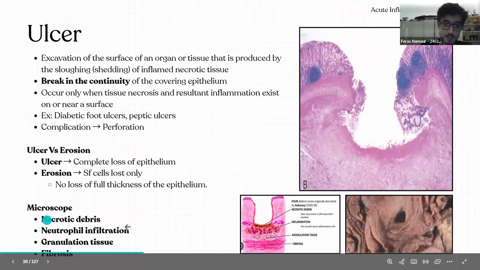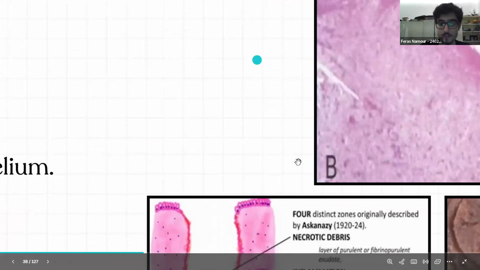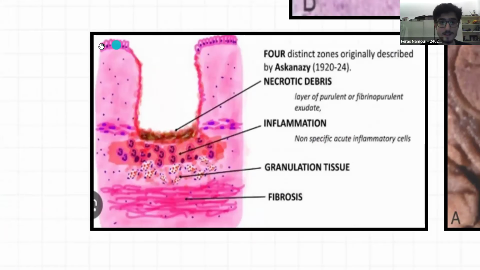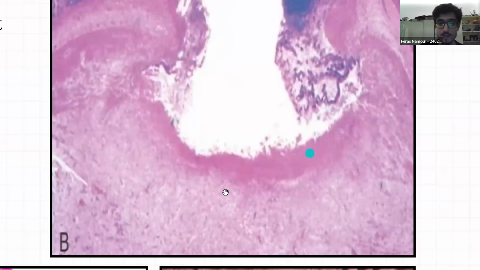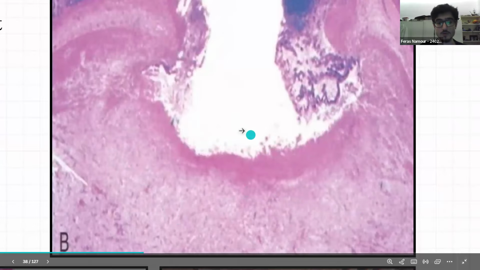Tamam? So you're going to have necrotic debris. Actually, this is a very good example. This is the epithelium, this is the epithelium, this is the bite that's been taken out. So you're going to have the necrotic debris at the center, dead cells dying here. And then you're going to have inflammation, active inflammation, granulation tissue, which we're going to be discussing soon, and fibrosis. And over here, this would be our necrotic center, the inflammation, granulation tissue, and so on.